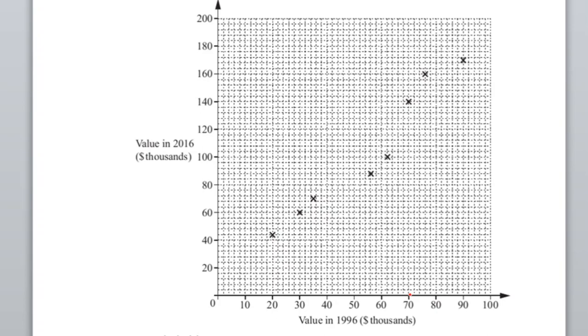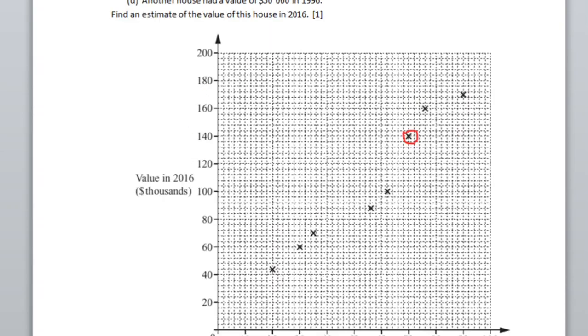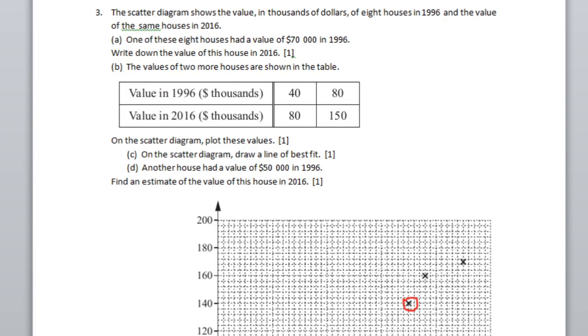This is 70,000 right here, because these values are in $1,000. Corresponding to that, we have this cross which represents 140,000. So the house that cost 70,000 in 1996 costs 140,000 in 2016. So the answer for part A is $140,000.